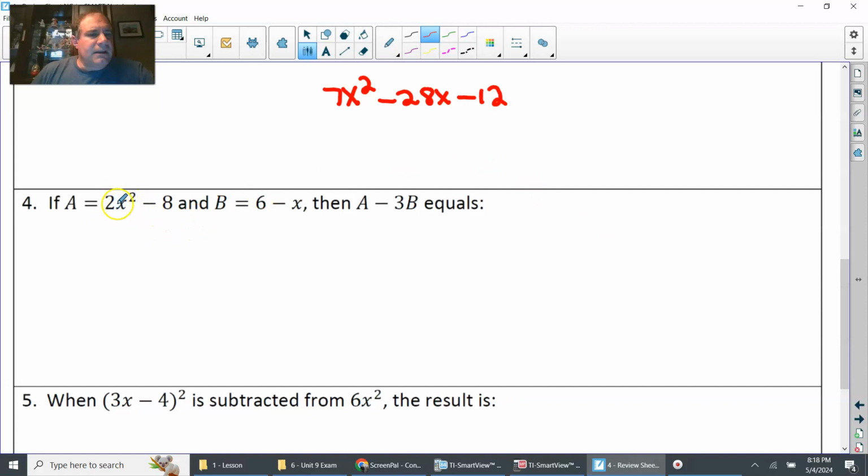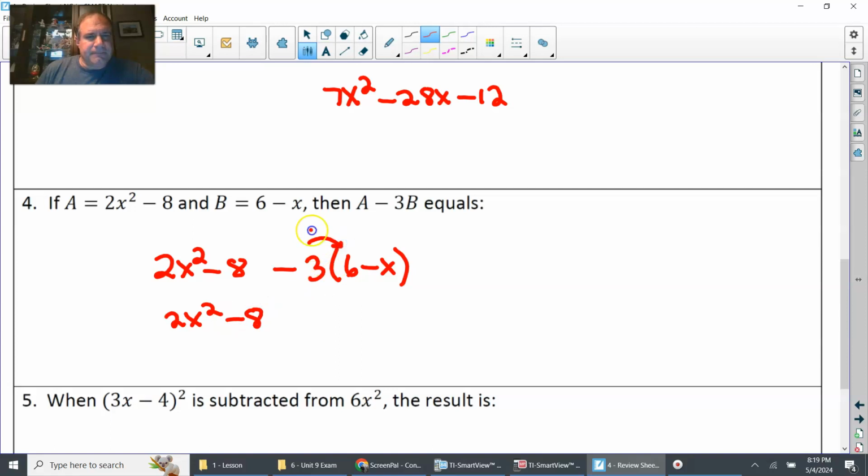Number 4, if a equals 2x squared minus 8 and b equals 6 minus x, then a minus 3b equals, okay, so first off, here's my a. I'm going to put that a down. And then minus 3 times b. That's the way I'm going to put it down. So I'm going to bring down this 2x squared minus 8, and I'm going to distribute here, which is -3 times 6 is -18, and -3 times -x is positive 3x.